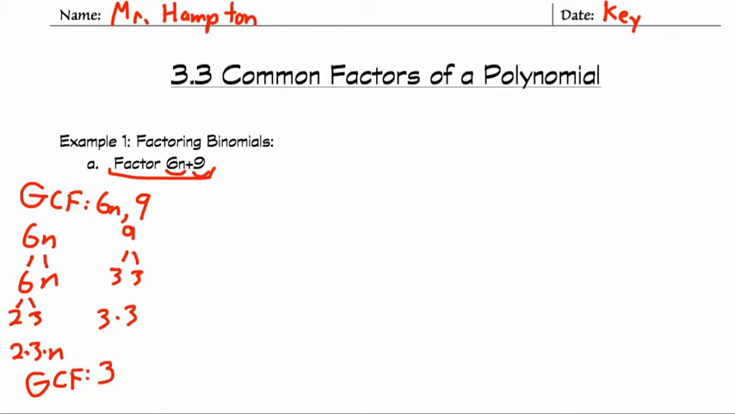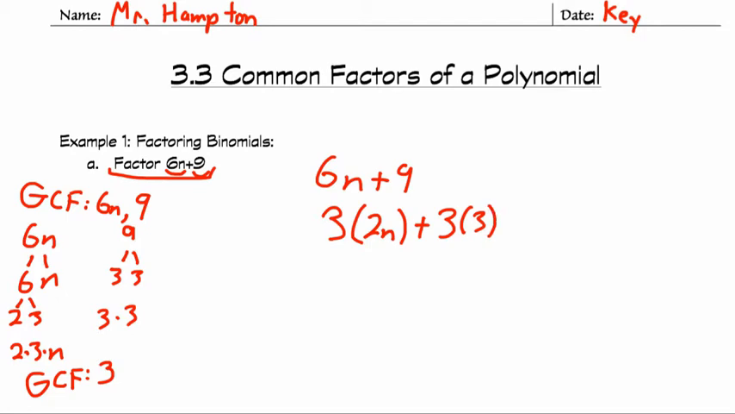So when we have the greatest common factor 3, we want to rewrite 6n plus 9 with the greatest common factor taken out. So we will take 3, and when we divide 6n by 3, we get 2n, plus 3 times, when we go 9 divided by 3, we get a 3. So this first term is still the same as this first term. The second term is still the same as the second term.